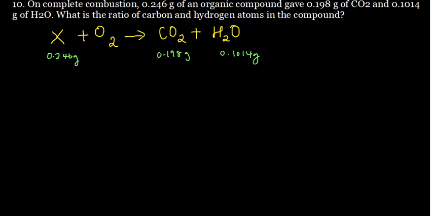Okay. So let's start with first determining the number of moles of carbon. Now we can see that for one carbon dioxide, we have got one carbon. So that means that the number of moles of carbon is equal to the number of moles of carbon dioxide.